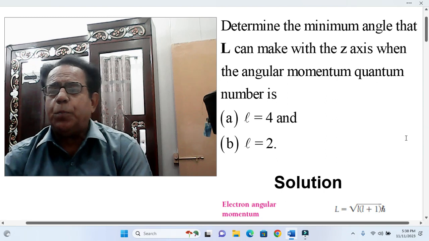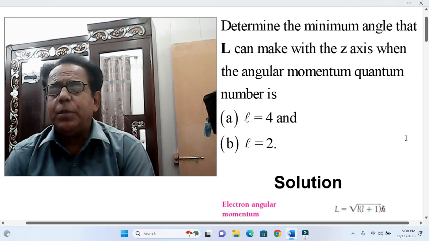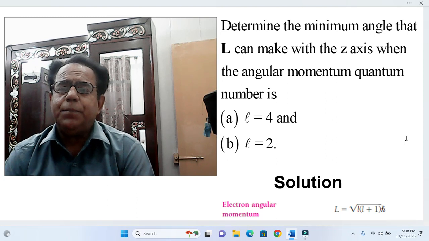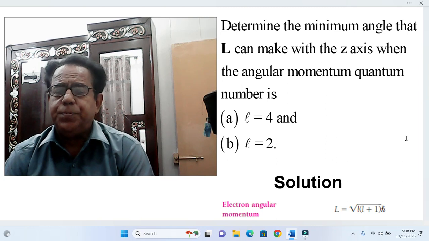This is our next problem, having been chosen from the book Modern Physics by Paul A. Tipler. As usual, we first come to its statement.